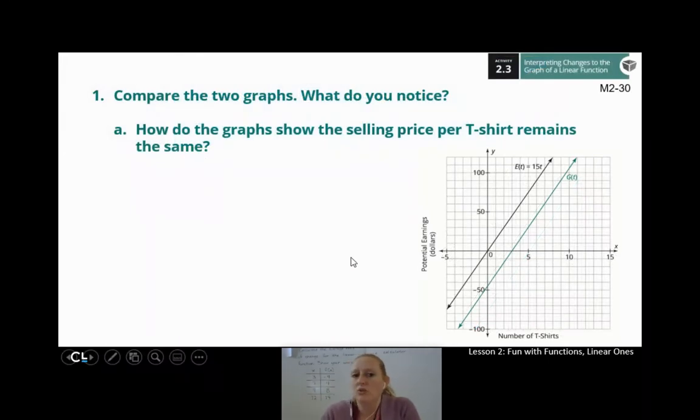So compare the 2 graphs. Starting with A, how do the graphs show the selling price per t-shirt remains the same? Remember her mom said don't change the selling price? How do the graphs show that the selling price hasn't changed? Hit pause, jot down what you're thinking, and hit play when you're ready to check it.